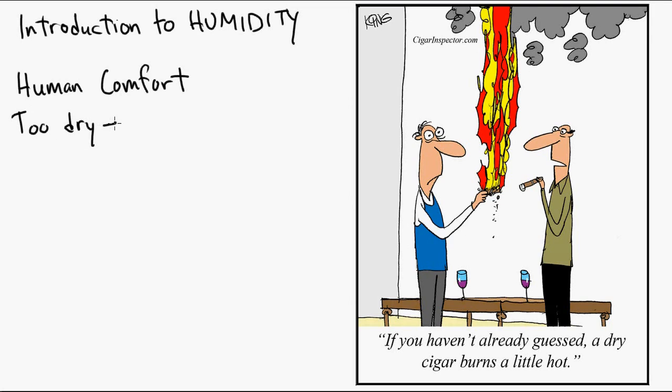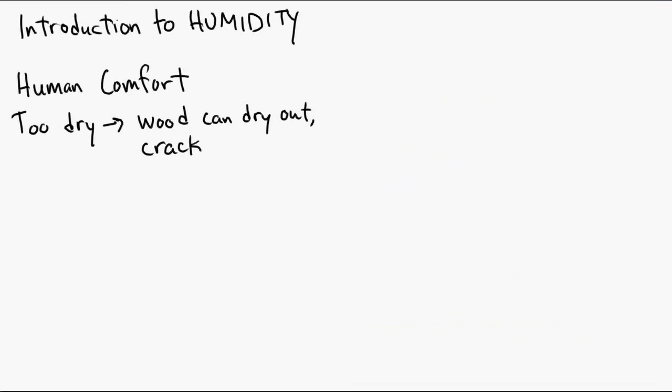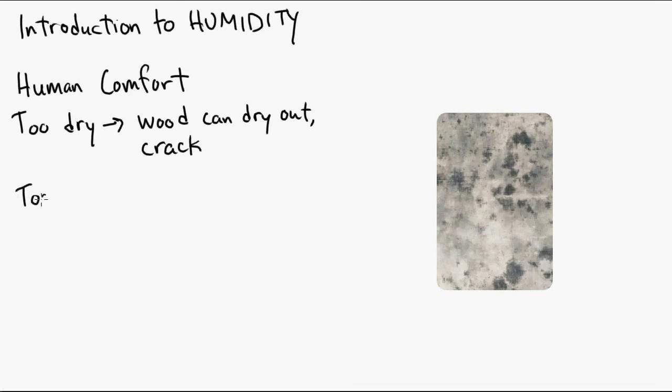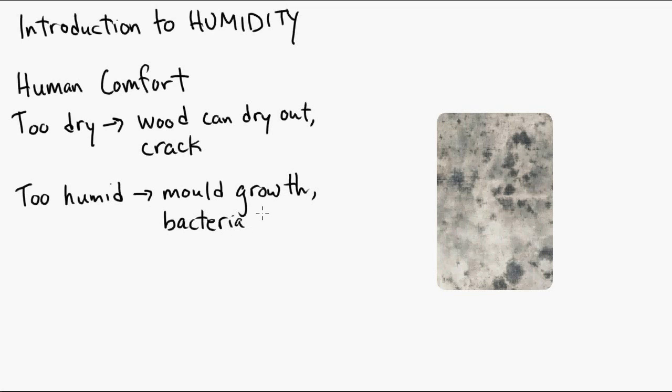If it's too dry, not enough humidity, wood can dry out. You can get things cracking, such as musical instruments. Cigars we want to keep at a relatively high humidity. If the atmosphere is too humid, you can get mold growth. You can get bacteria growing inside, say, the wall of a building.